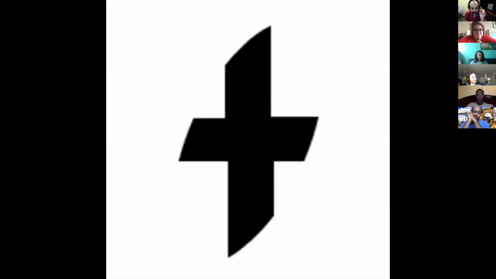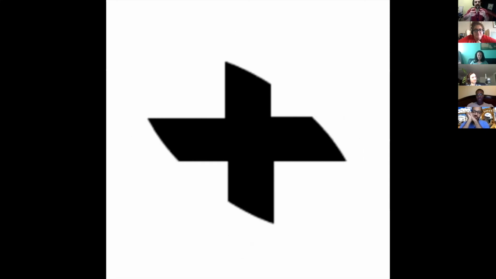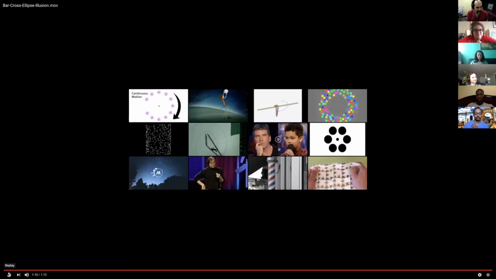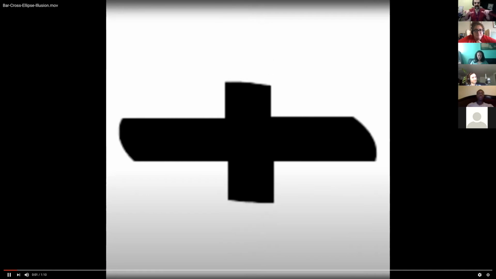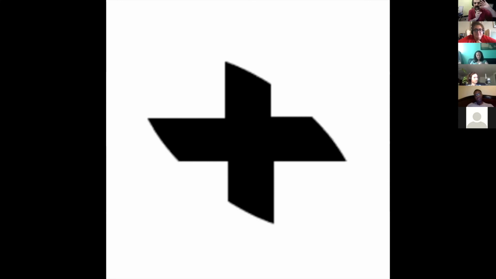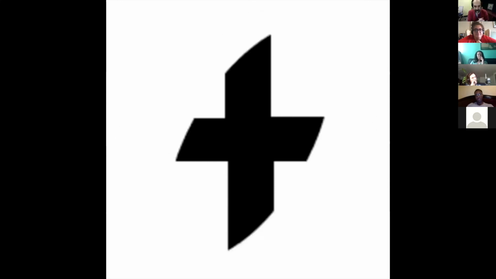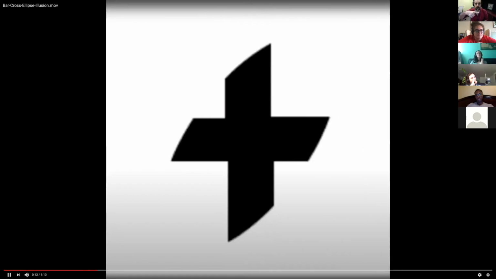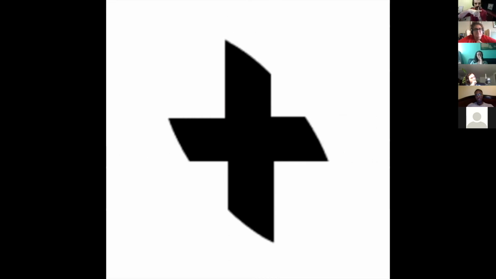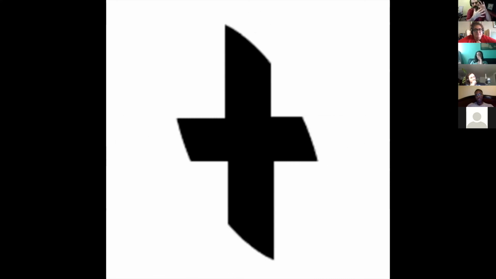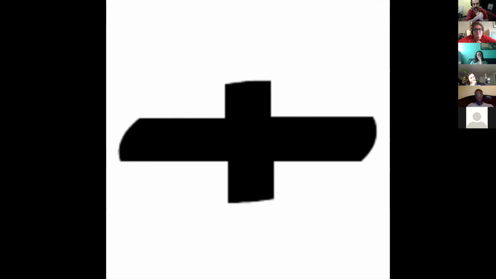Explanation number one, it is one fluid cross. Its legs are getting shorter and longer. It's a liquidified cross. The other explanation is that there are two bars on top of each other, and they are getting short and long, independent of each other.